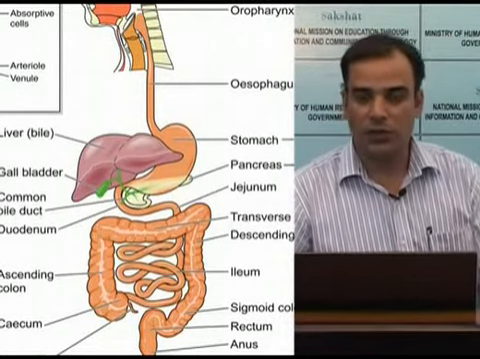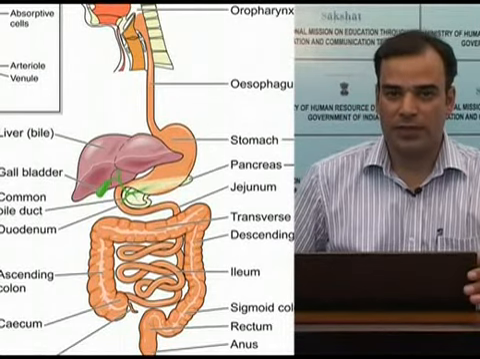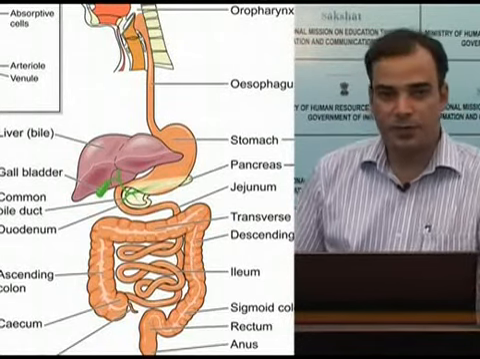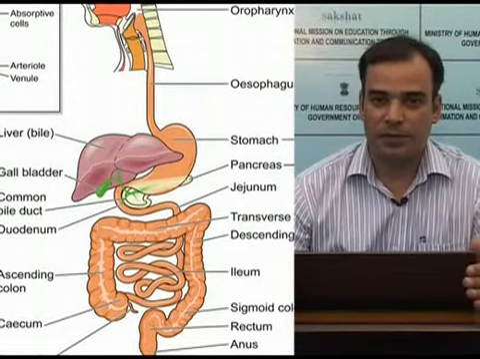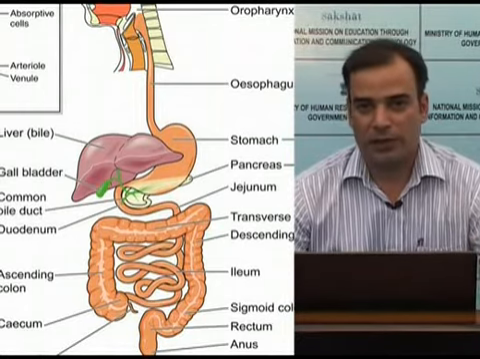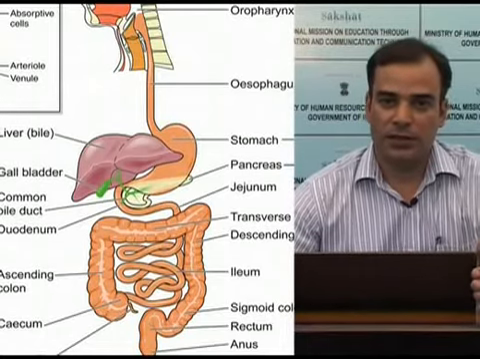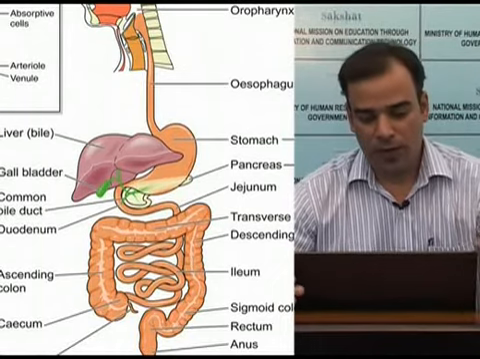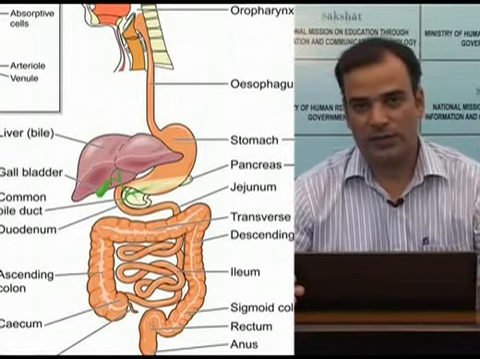This tract is also called the alimentary tract or gastrointestinal tract. Now, before we proceed further, let us first see what is the purpose of this digestive system. Every system of our body has a particular function, a particular purpose in the whole system of the body. The digestive system also has a purpose. So, first let us see what this purpose is.